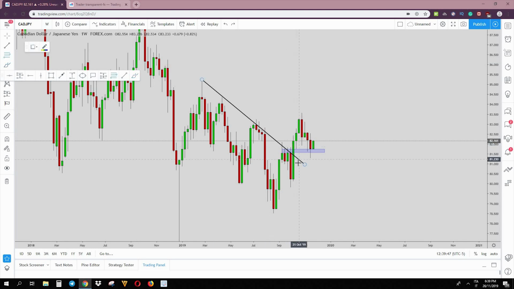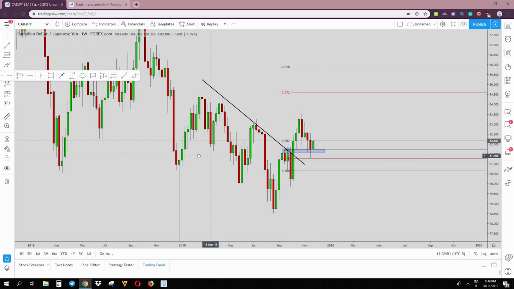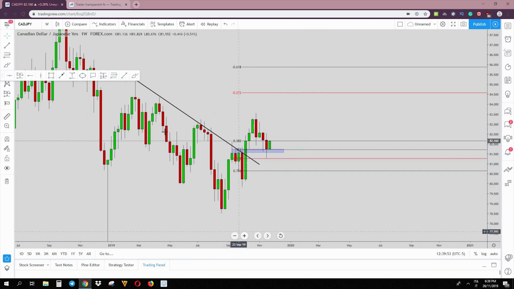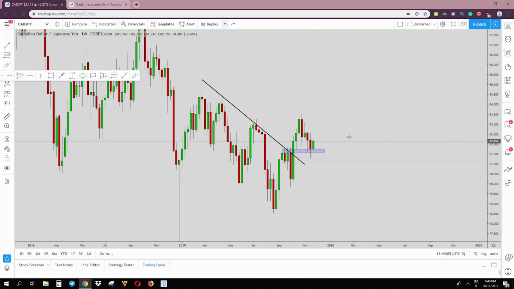What kind of other confluences you have? If you take your Fibonacci from the low to the high, you clearly see that the market went for a retest of the golden ratio 0.618 and closed back above the 50%, and now the market is starting the push to the upside from a weekly perspective.